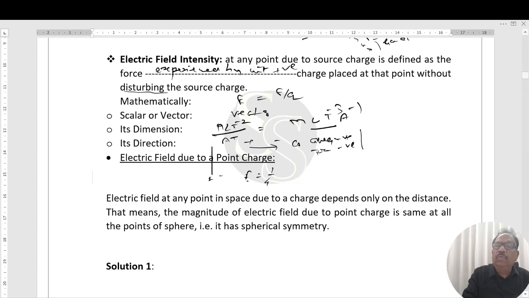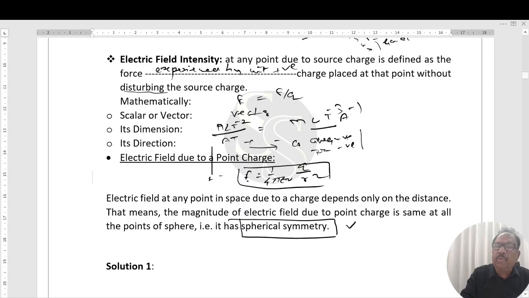Next, electric field due to a point charge is given by E equals 1 over 4 pi epsilon naught, q upon r squared. Electric field at any point in space due to a charge depends only on the distance. That means the magnitude of the field due to a point charge is the same at all points of a sphere. Therefore, it has a spherical symmetry.